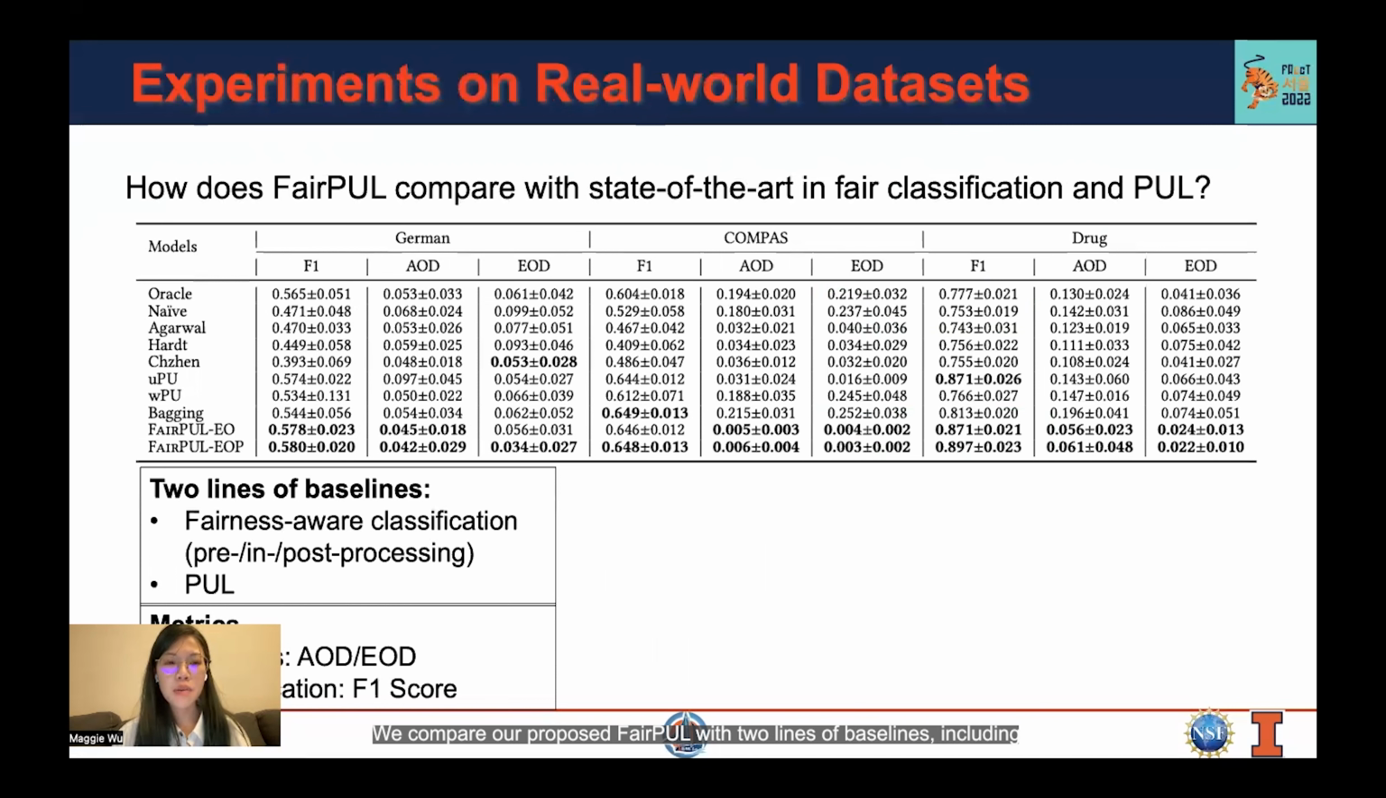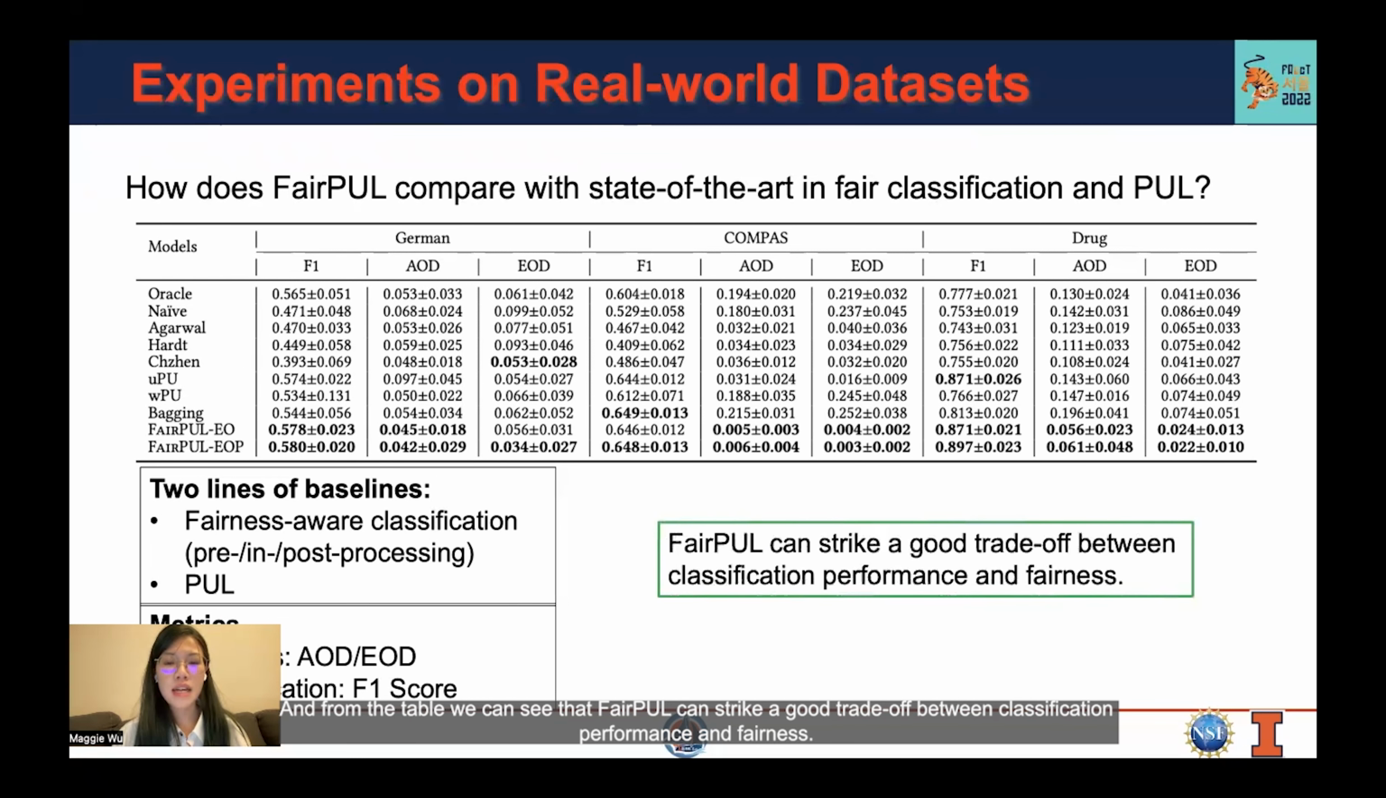We compare our proposed FairPUL with 2 lines of baselines, including fairness-aware classification and PUL. To evaluate the fairness level, we compare AOD and EOD. To evaluate the classification performance, we report the F1 score. And from the table, we can see that FairPUL can strike a good trade-off between classification performance and fairness.